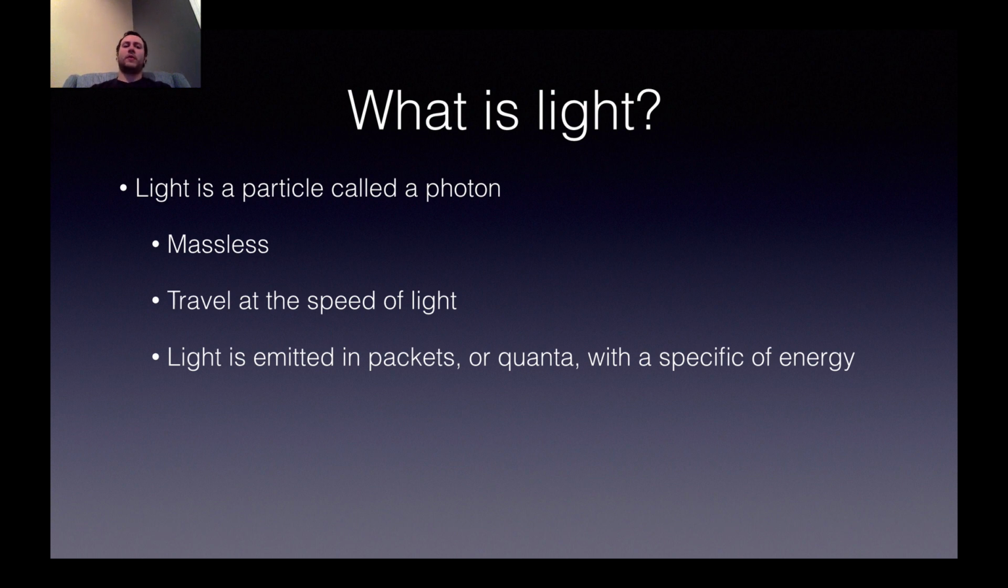But when light shows up as a particle, we call it a packet, right? Or a quanta, or it is quantized, as we refer to it, with a specific amount of energy. The idea of something being quantized, quanta being plural for quantum, is that it has a discrete amount of something. So in this case, light has a quanta, or a discrete amount of energy.